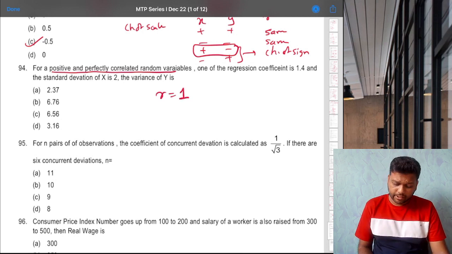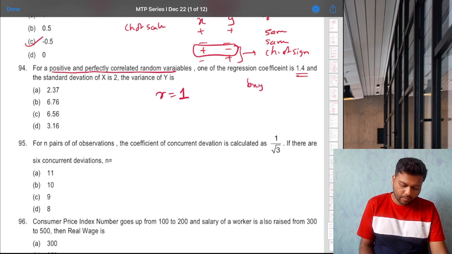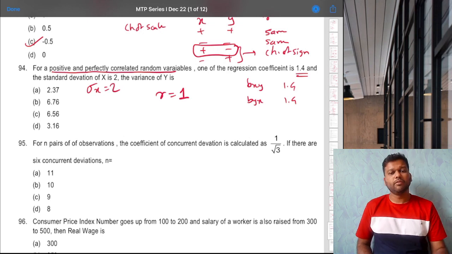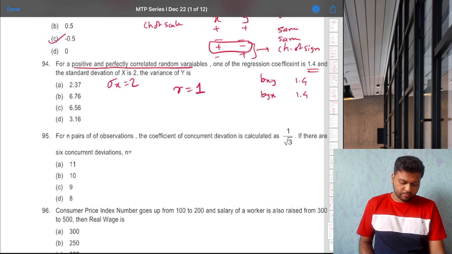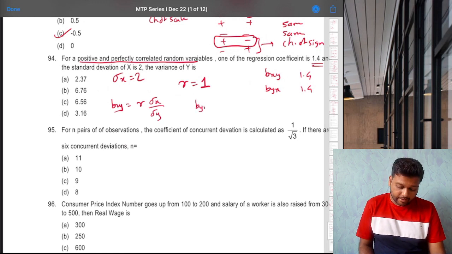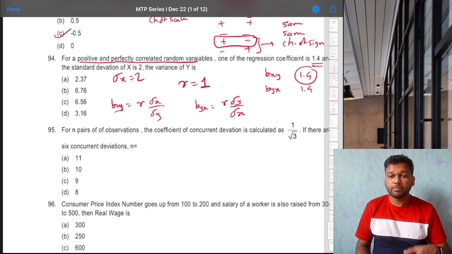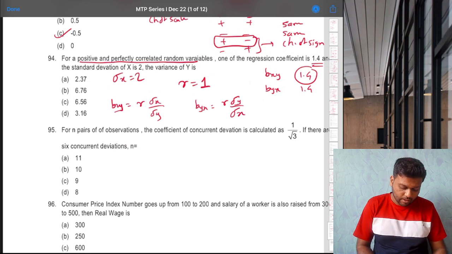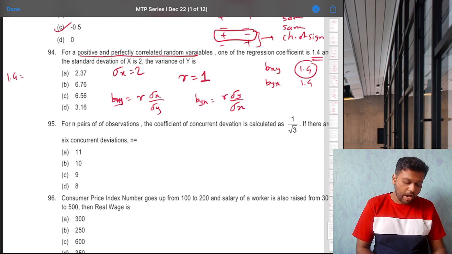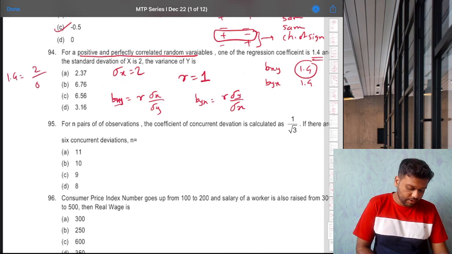For positively and perfectly correlated random variables, that means R is equal to 1, one of the regression coefficients is 1.4. That means either bxy or byx is 1.4. We don't know. The standard deviation of x is 2. Then what is the variance of y? Now understand, we have a formula: bxy is equal to r sigma x upon sigma y, or byx is equal to r sigma y upon sigma x. We don't know whether 1.4 is bxy or byx, so let's try both of them.